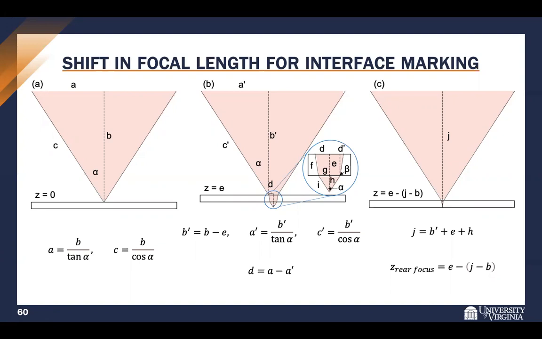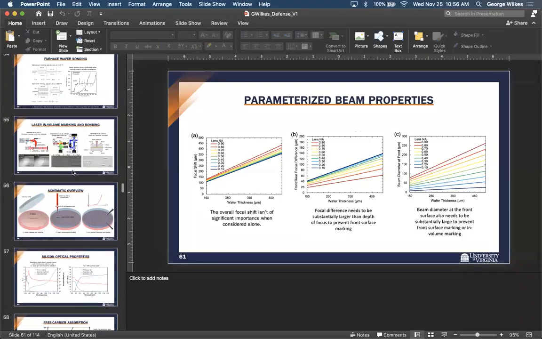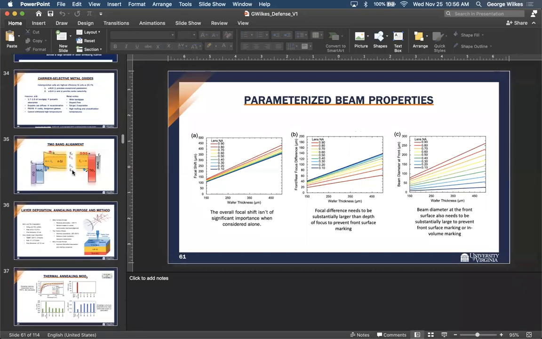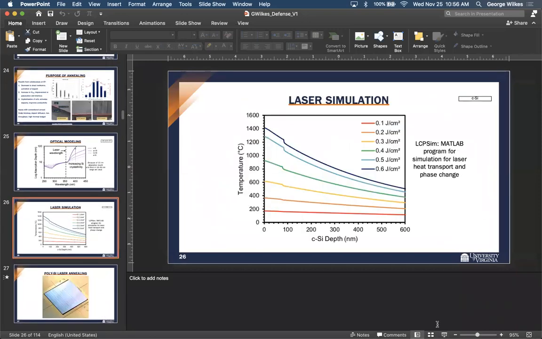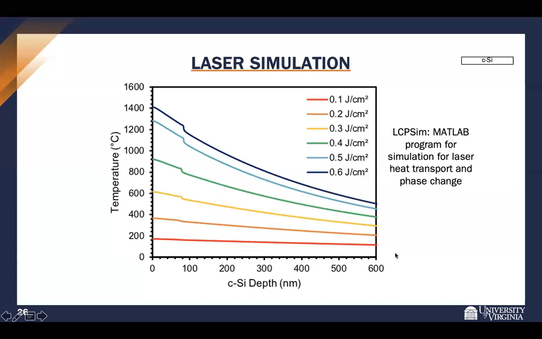Hi, George. Nice work. I have a few questions. The first one was slide 26. It was some MATLAB simulation of heat transfer and temperature as a function of depth. I thought the advantage of pulsed laser annealing is that you get a very localized increase in temperature. The way I read this plot, as a function of fluence, you can get quite a high temperature quite deep into the material.